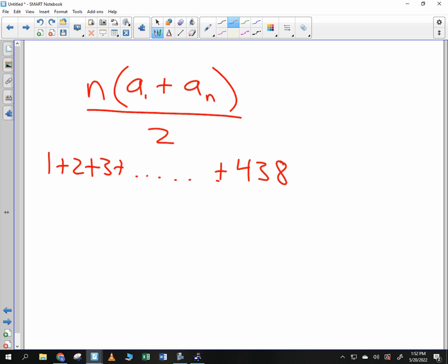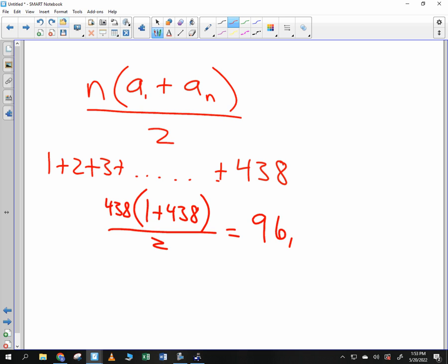Okay, so I should have 1 plus 438 times 438 divided by 2. What did you get? 96,104. Is that what we have? Look at how quickly you came up with that sum. Wouldn't you agree that Frederick was pretty sharp to come up with that on his own? One of the greatest minds that we've seen, this makes summation much quicker.